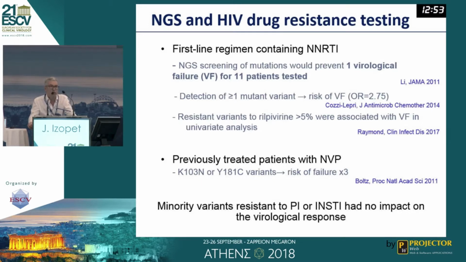In another European multicentric study, the detection of at least one mutant variant was associated with a risk of failure. And lastly, in a recent French multicentric study, a resistant variant to rilpivirine representing more than 5% was associated with biological failure, but only in univariate analysis.